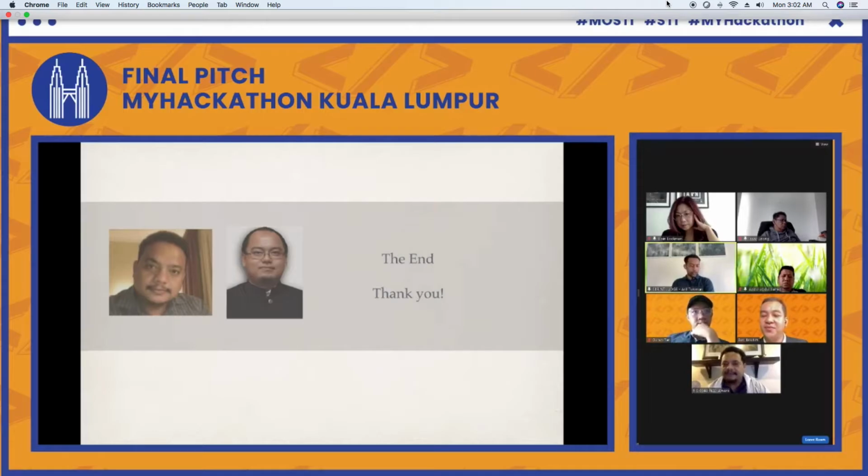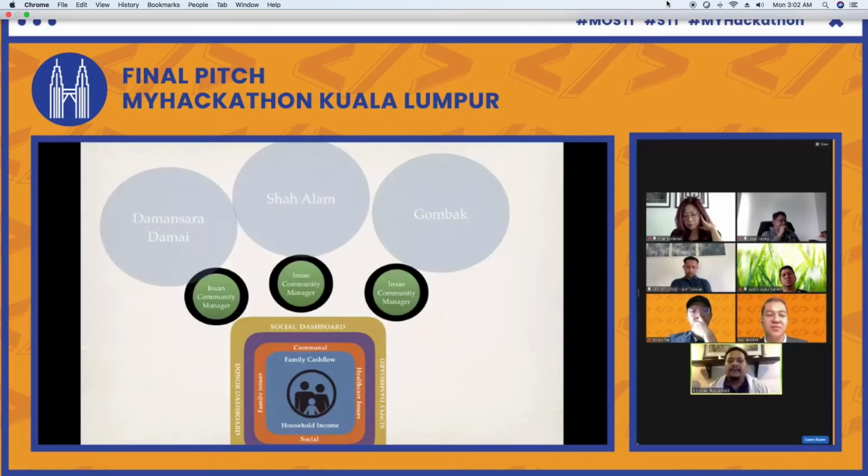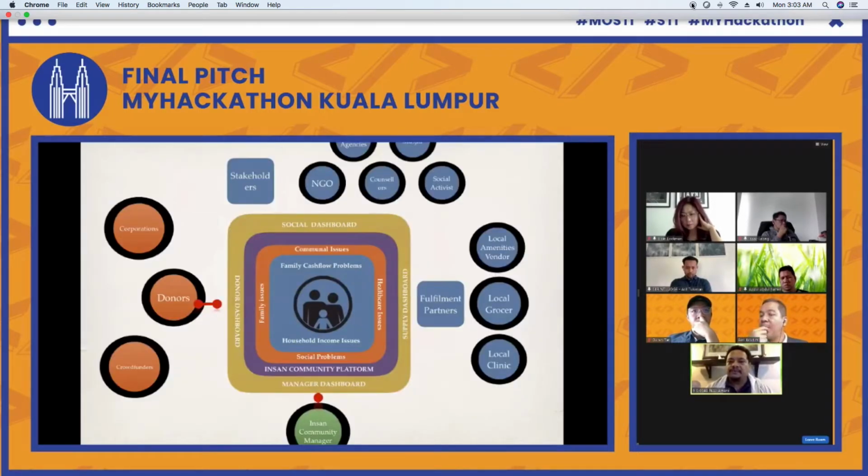Hello, Rizal. Very good presentation and flow. I have one question. What is exactly your go-to deployment strategy for the first phase of the MVP? Basically, we will have to get the dashboard reporting for the Insan Community Manager, and we will have to establish the supply and demand MVP so that we will be able to execute the programs on the ground. With that, they will be able to monitor the donation and the beneficiaries, and the community manager will be able to go on the ground, monitor and input data into it.